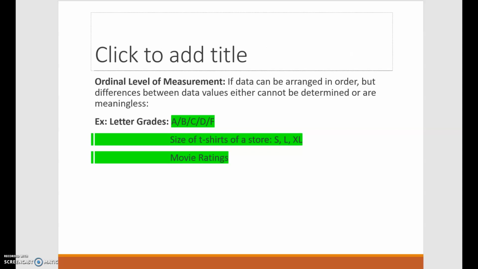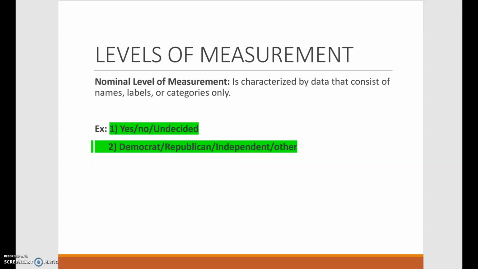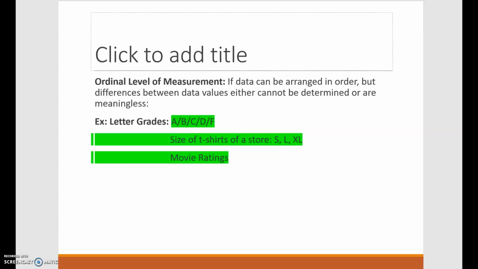Now, one main difference with ordinal is that it still labels, but there is a minor discrepancy. So for example, when we talked about nominal, you were either Democrat, Republican, Independent, or other. But here, the letter grades or the actual label that it's given is not universal. For our class, you would be given one of these letter grades, but in other countries, they're not using A's, they're using a numerical value. So ordinal is a label, but it's not universal.